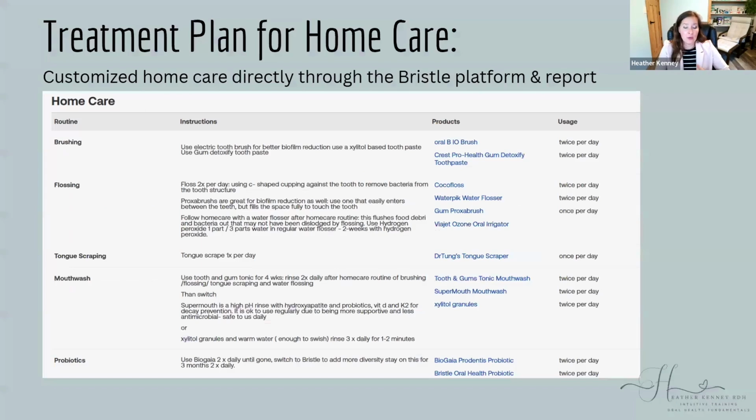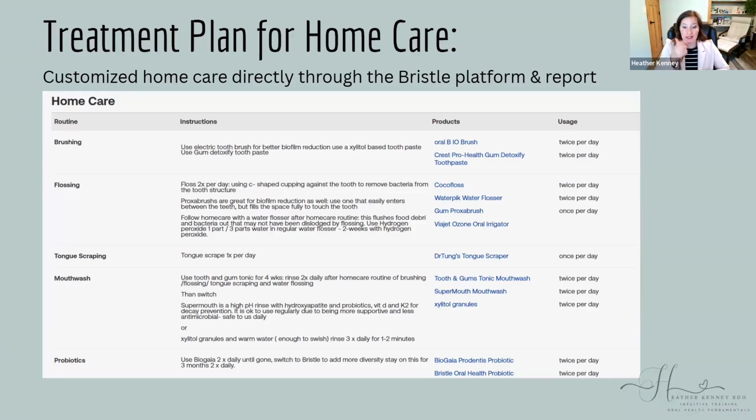For home care, we made the decision to use gum detoxify toothpaste, making sure that she's flossing at least twice a day, using either the water flosser with hydrogen peroxide or a Viajet ozone water flosser, and tongue scraping. They opted for tooth and gum tonic, which is another really great antimicrobial that has all of those polyphenols that I talked about that could be assisting with that as well.